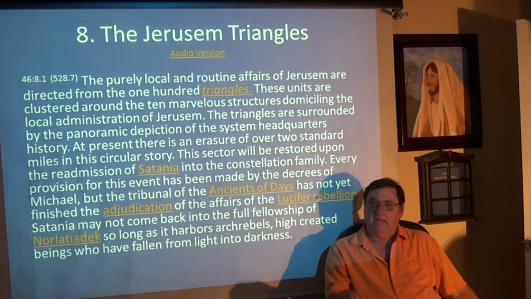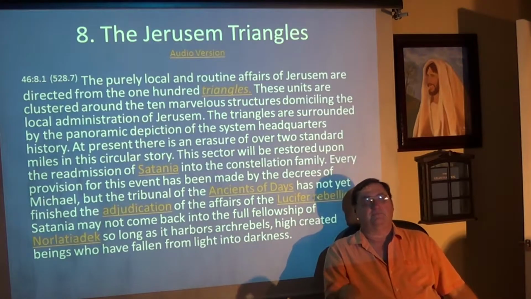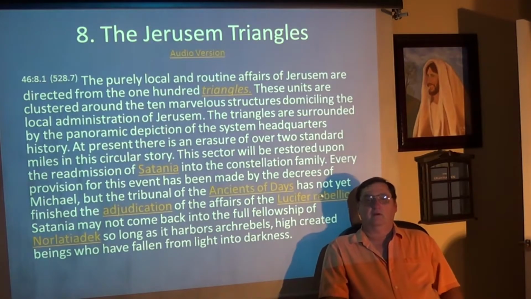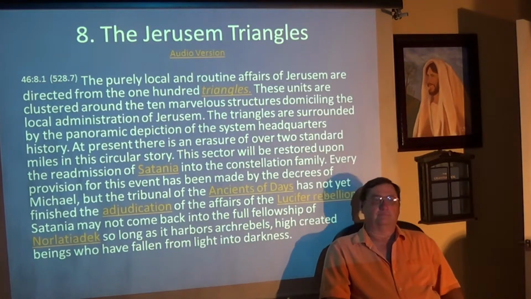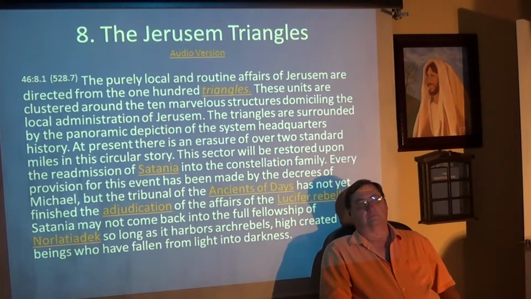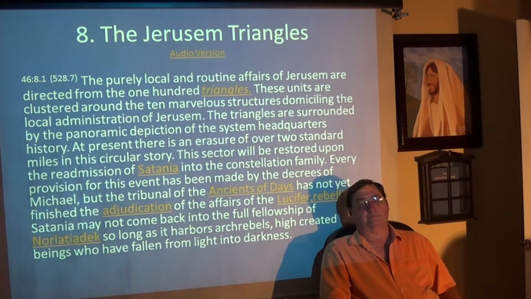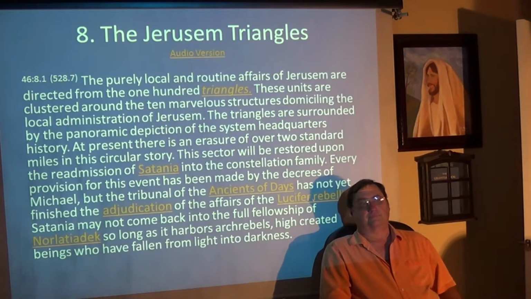Okay. Next, the Jerusalem triangles. Okay, Tim, would you take this one, please? The purely local and routine affairs of Jerusalem are directed from the 100 triangles. These units have clustered around the 10 marvelous structures which domicile the local administration of Jerusalem. The triangles are surrounded by the panoramic depiction of the system headquarters' history.